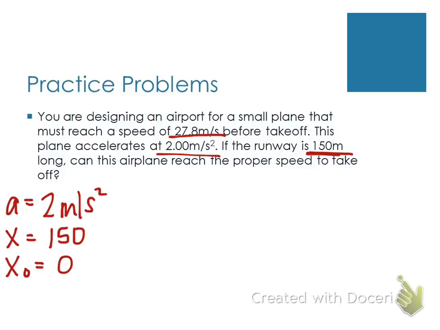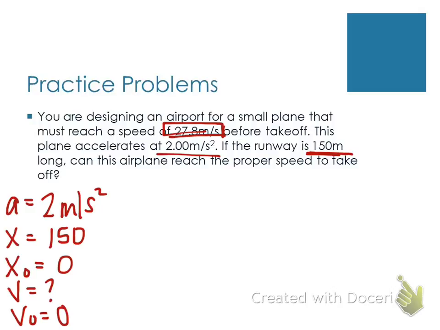It asks us, can this airplane reach the proper speed to take off? So we know this is the speed that it needs to reach. So are we going to plug that into our equation, or are we going to use it to compare? We're going to use it to compare, which means we need to solve for what variable? We need to solve for final velocity. Okay, and what do we know about our initial velocity? It's 0.